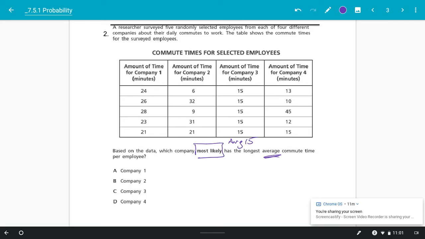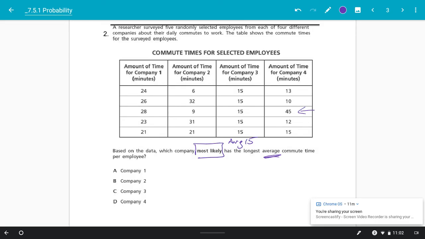But then for my other companies, I could look at which one I would expect to have the longest average, right? So even though in company 4, we have that person with 45, the other ones are pretty low. So that's not going to change our average too much. It will bring it up a little bit higher. But if I were to randomly pick someone, that would probably be more likely to pick someone with those 10, 12, 13, or 15.